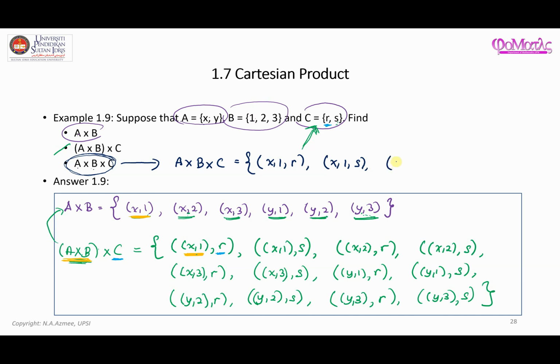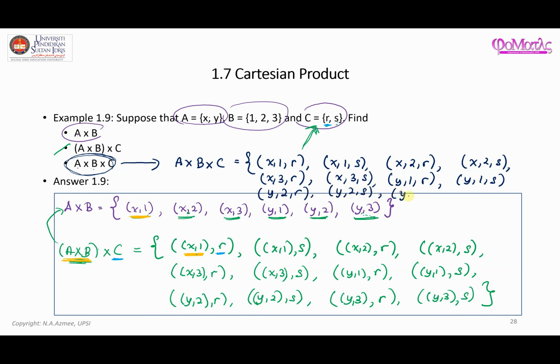Next, what else? We can have x, 2, r and x, 2, s. Next, we can have x, 3, r and x, 3, s. And then we can have y, 1, r, y, 1, s. And then we can have y2 r, y2 s, y3 r, y3 s. And that's it, we are done.